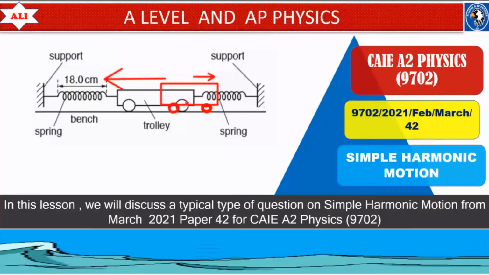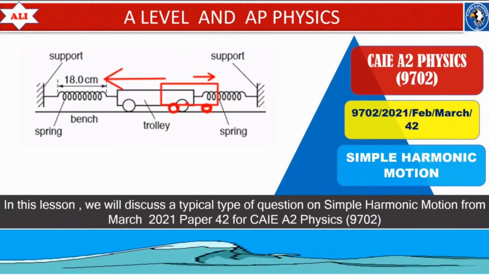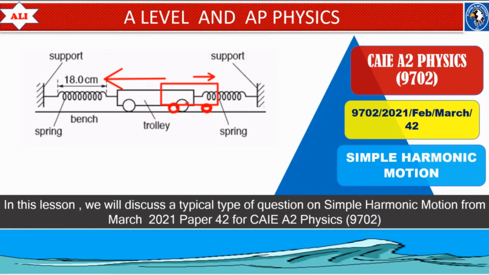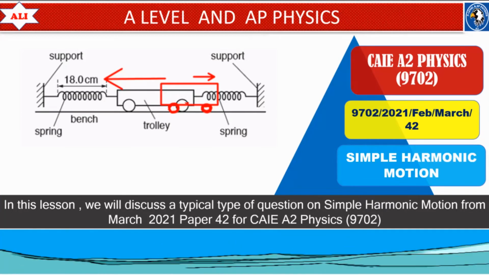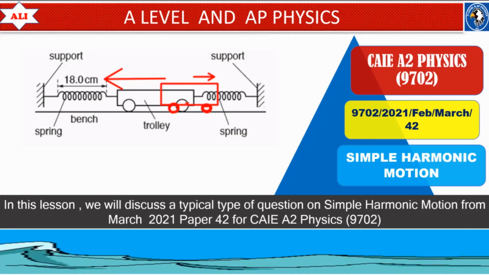Welcome to A-Level and AP Physics. In today's lesson, we will discuss a typical type of question on simple harmonic motion from March 2021 paper 4.2. In this lesson, we will discuss how to use a = -ω²x. We will also discuss why the time period of simple pendulum does not depend on amplitude of oscillations.